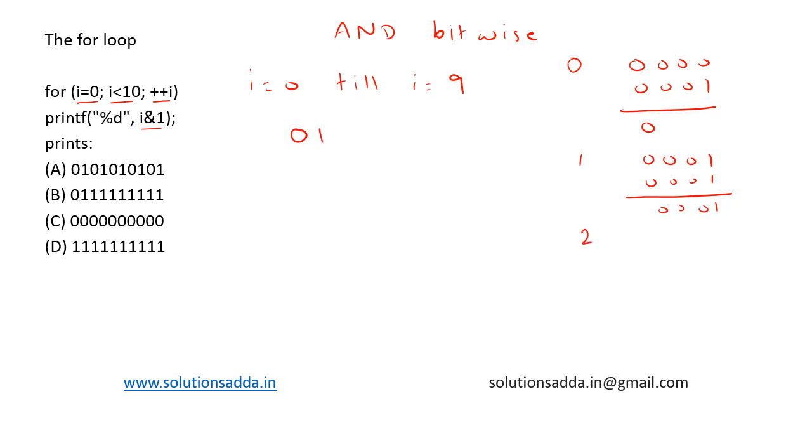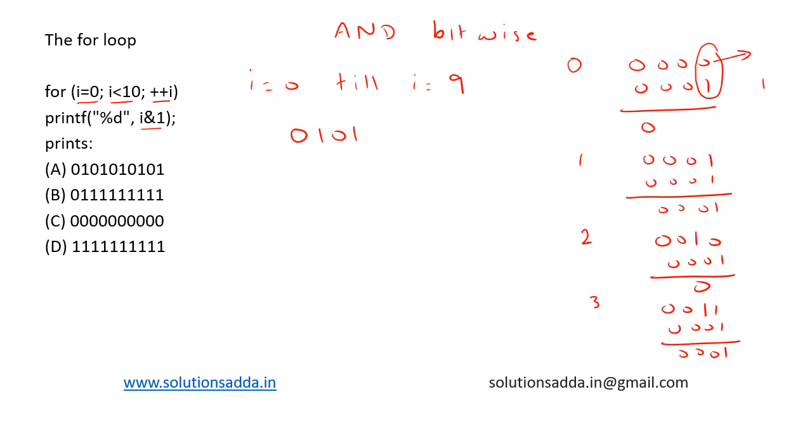With 2, we are performing 0010 AND 0001. This would result in 0. Now with 3, we are performing 0011 AND 0001. This would print 1. So ideally what happens is the LSB bit, if it is 1 for the number, then we'll get result 1. If it is 0, then we will get 0 as the answer.